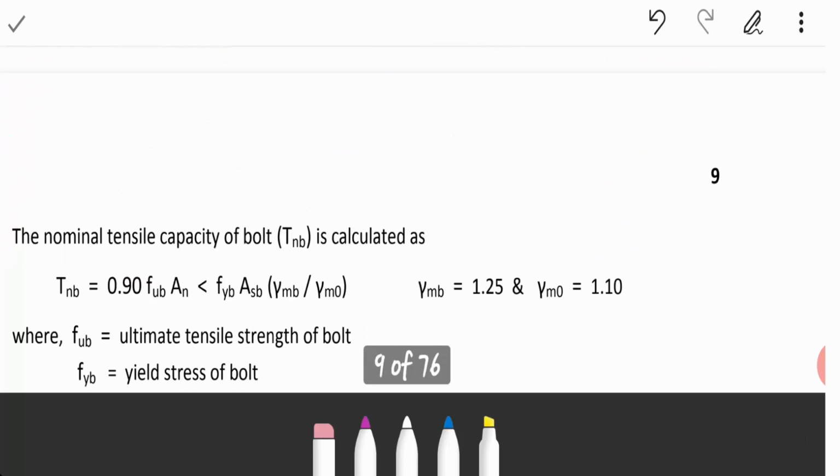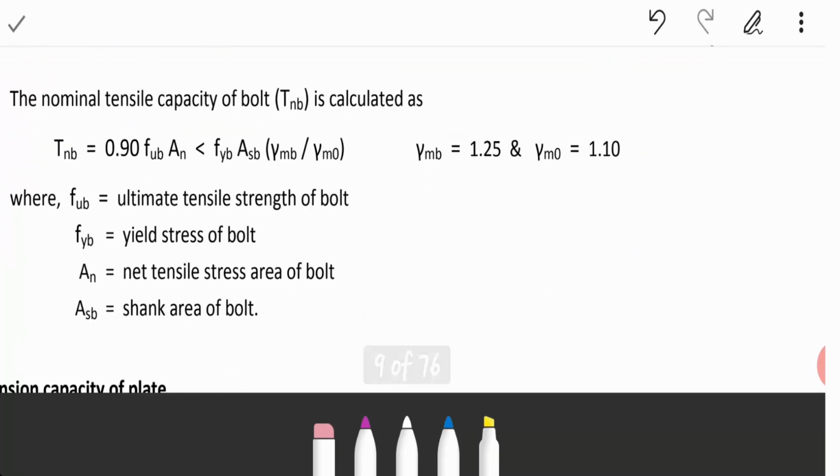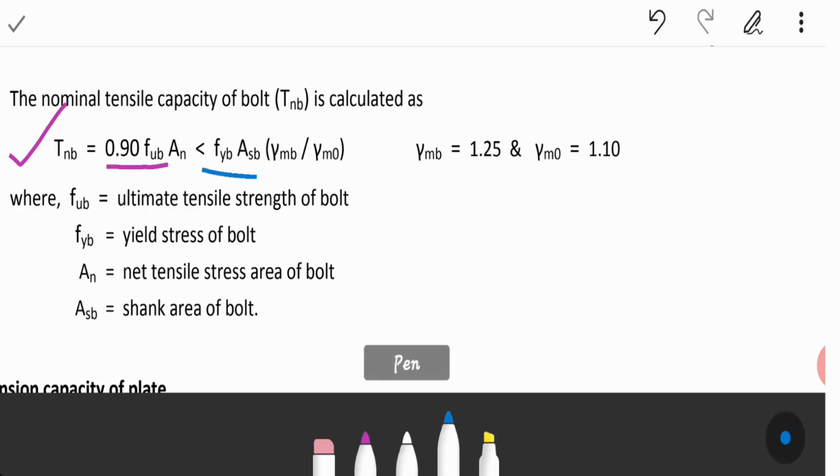Nominal tensile capacity of bolt Tnb is calculated as Tnb is equal to 0.9 fub An less than fyb Asb into gamma mb by gamma m0, where fub is the ultimate tensile strength of bolt, fyb is the yield stress of the bolt, and An is the net tensile stress area of bolt. Asb is the shank area of bolt. Okay.